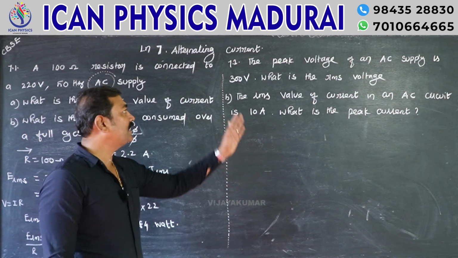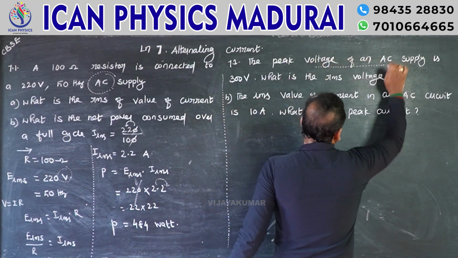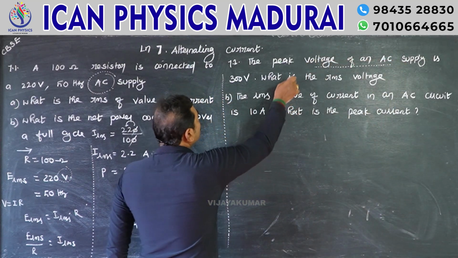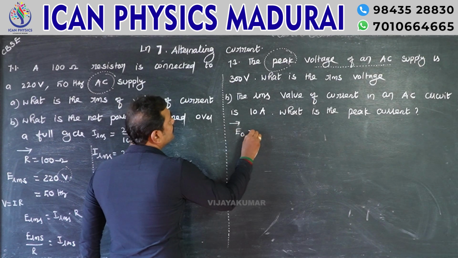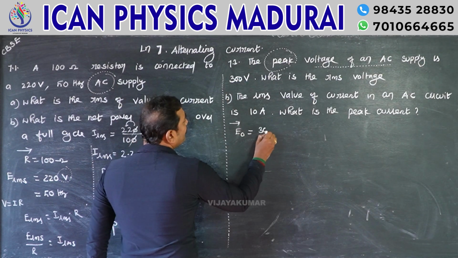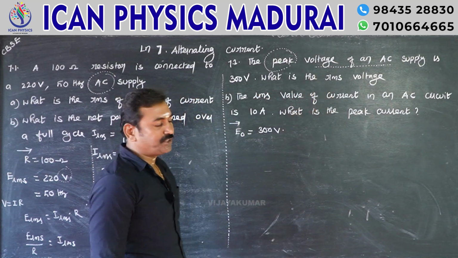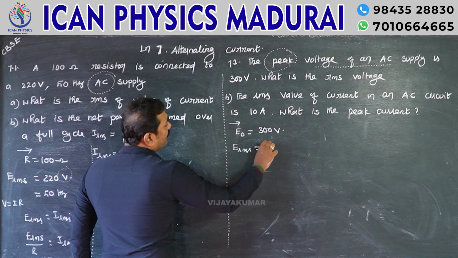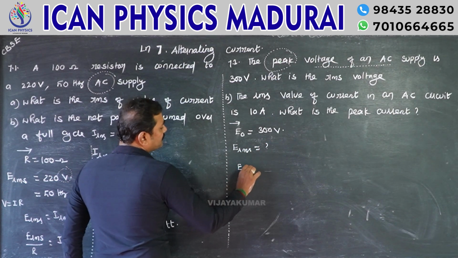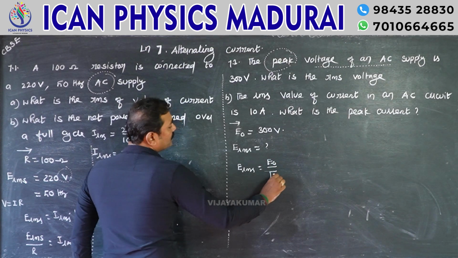Now we are going to the second question. The peak voltage of an AC. So what is the meaning of peak voltage? That can be taken as E0, which is 300 volt. So what is the RMS voltage? So what is the ERMS? ERMS equals E0 by root 2.